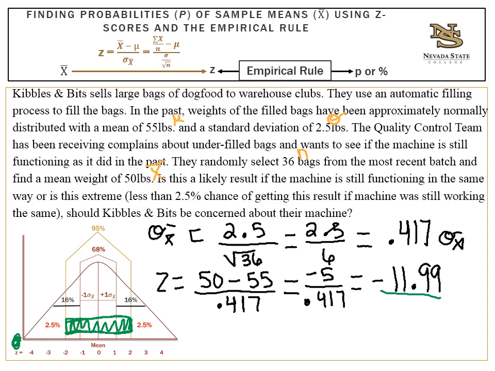So we know that it falls way less than a 2.5% chance of getting a sample of 36 bags with a mean of 50 pounds if the machine is still working and results are just due to random chance. So results are not likely due to chance. They're due to the machine filling bags less than in the past. So if we look at this, should they be concerned about their machine? Yes.